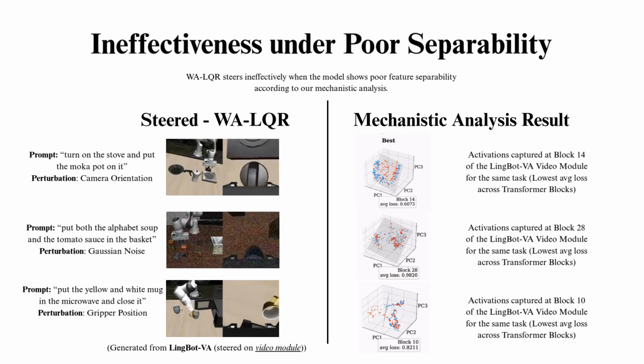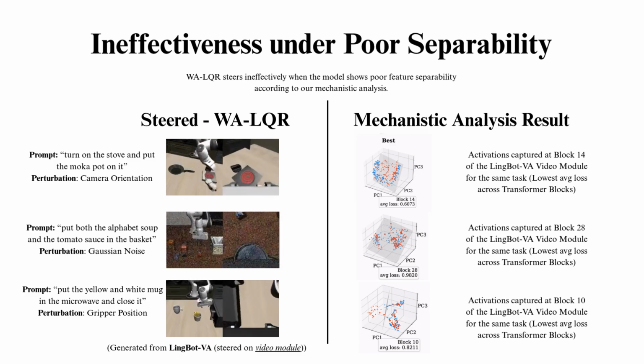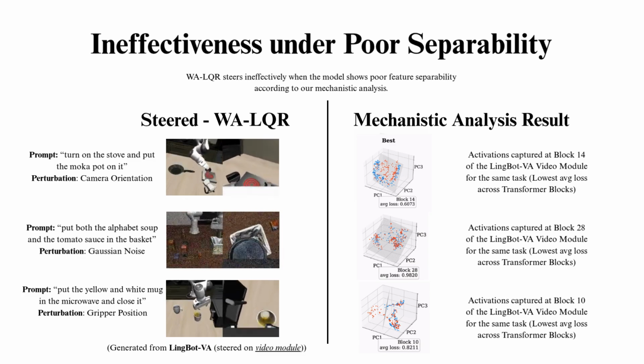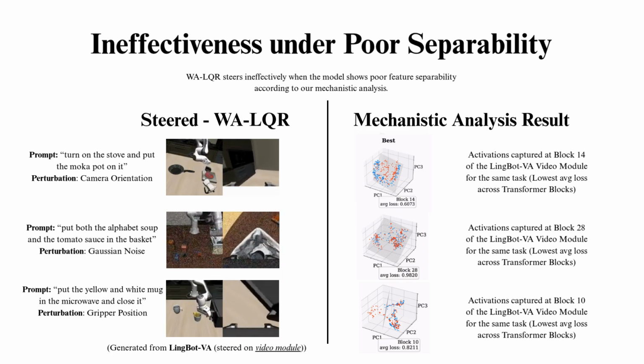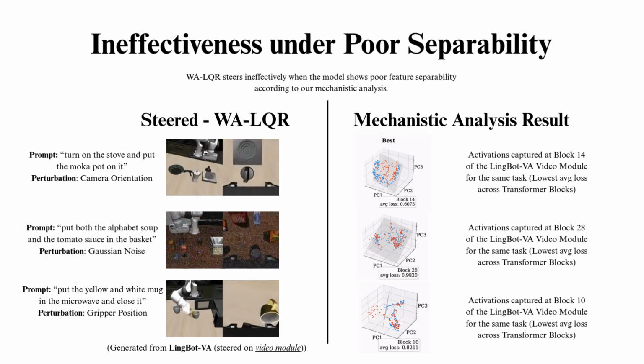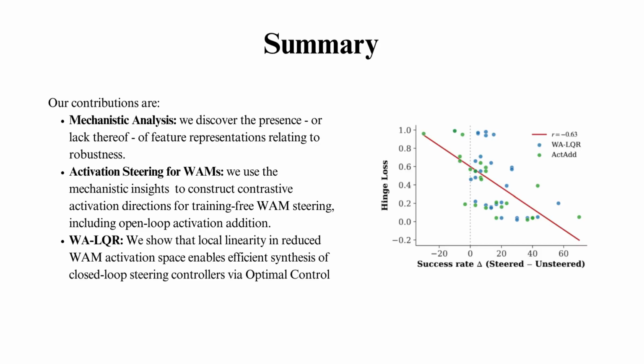In contrast, when our mechanistic study shows poor separability, the steered and unsteered performance are similar, with some examples here. This indicates the efficacy of our mechanistic study in predicting steering success and motivates work in training more steerable WAMs. Overall, our results suggest that mechanistic interpretability can reveal actionable structure and steering directions in WAMs and enable targeted inference time interventions that improve robustness.